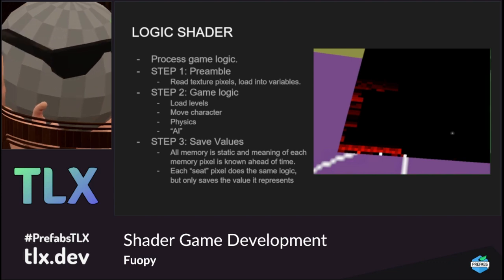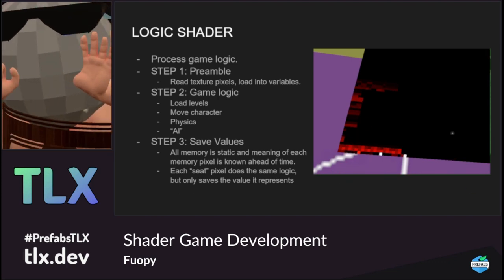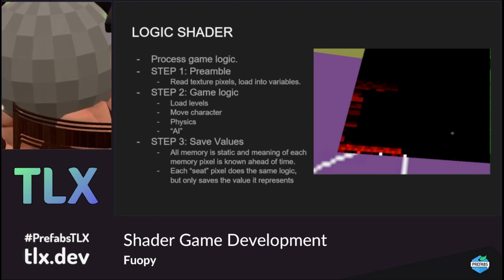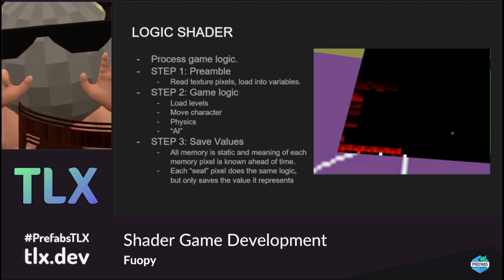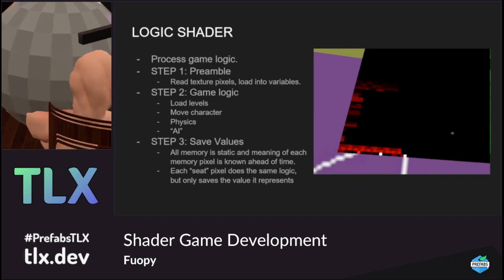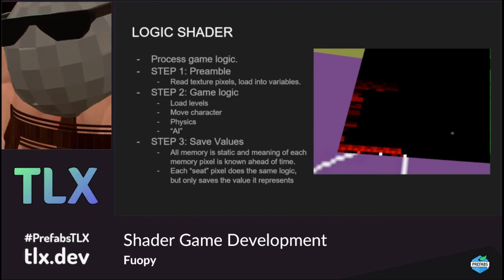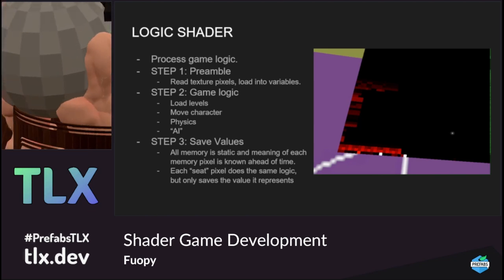The preamble is when we read each of these pixels, which are well-known and defined ahead of time. We know exactly what pixel refers to what meaningful value in memory, right? And we put them into global variables. So this bottom left one right here, that's the player's X position. In the preamble, I would read that pixel into a global variable called player.x, for example. And that's all there is to it.